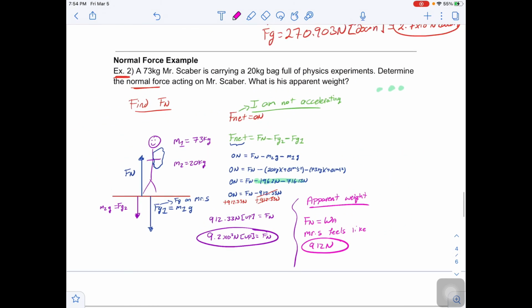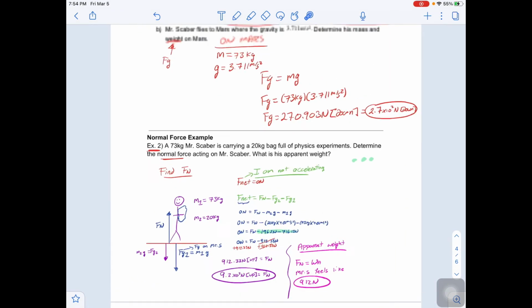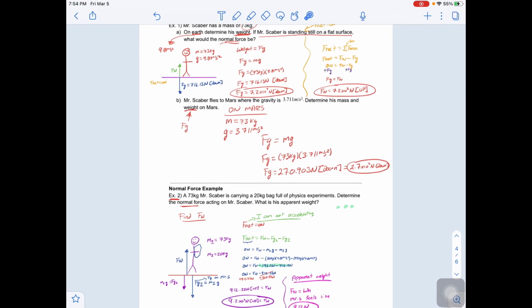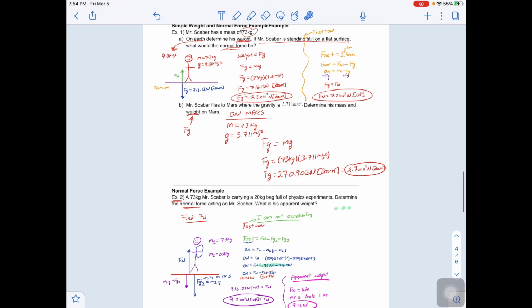So physics is kind of funny when you start learning it, because you sort of have to start using vocabulary or words that kind of seem strange. I guess Mr. Scaver feels 912 newtons today because he's wearing his 20-kilogram backpack. So hopefully that helps you start to understand normal force, apparent weight, and mass. And if you have any questions, let me know. And if not, give a few examples a shot.